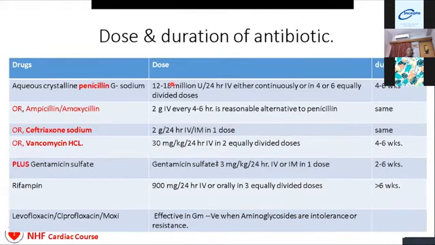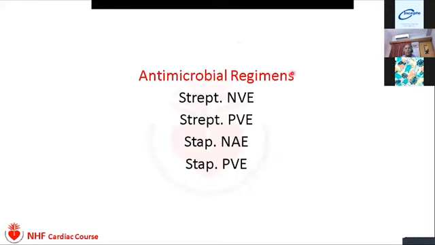Dose and duration. Most of the courses are 4 to 6 weeks, but in certain circumstances it may need more than 6 weeks, especially in prosthetic valve endocarditis with Staphylococcus. And for gentamicin, usually we use it for 2 weeks, but more than 2 weeks is sometimes required in prosthetic valve endocarditis with Staphylococcus. So this is the regimen. There are 4 regimens as per guideline, and I will not go into details: Streptococcus native valve endocarditis, streptococcal prosthetic valve endocarditis, Staphylococcus native valve endocarditis, and Staphylococcus prosthetic valve endocarditis.